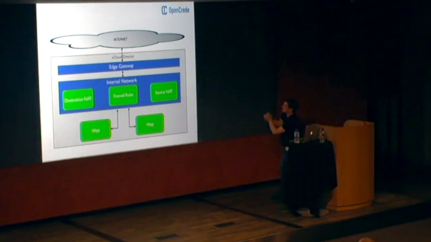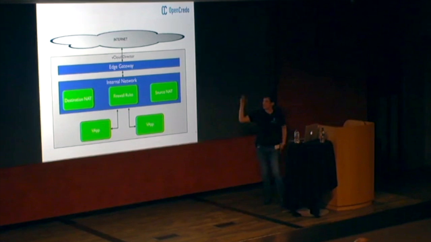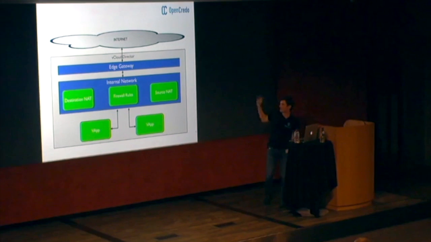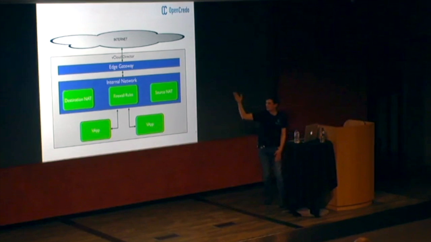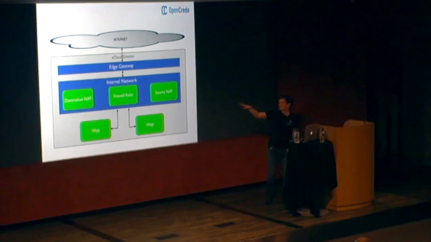So this is a typical vCloud Director architecture. You have the internet, and from there, the first thing you come into is an edge gateway. Now, your hosting provider will give that to you. You can't control that. That's part of what you're given. However, from there, things get routed to an internal network, rules are applied, and you finally get down to a VApp.